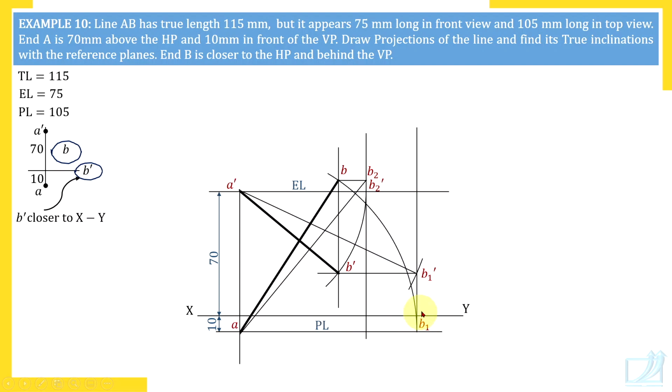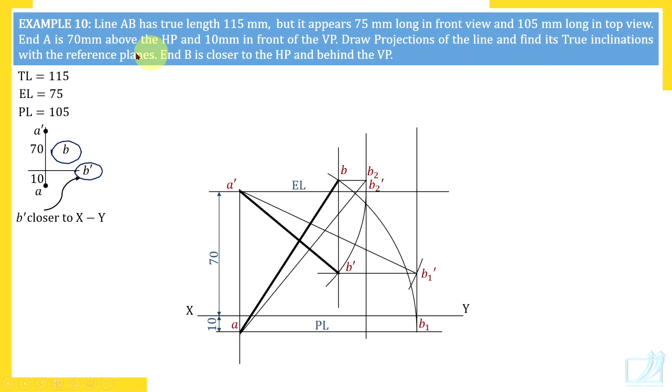Then check here, B dash is closer to XY line, and end B is closer to HP. So when it is mentioned that end B is closer to HP, it is comparison between the two ends. Check here, end A dash and end B dash, which is closer to HP. Front view gives distance from HP. So B dash is closer to HP and point B is behind VP. Yes, behind VP means on drawing paper behind XY line. So our drawing is perfect. We have solved the problem.